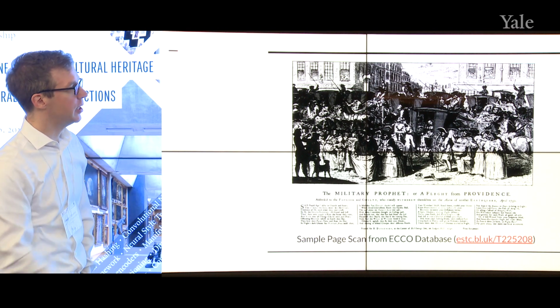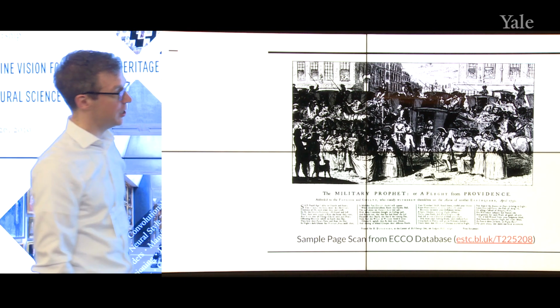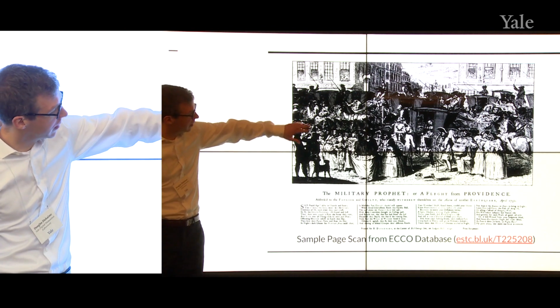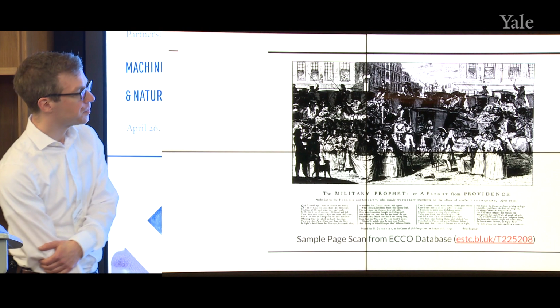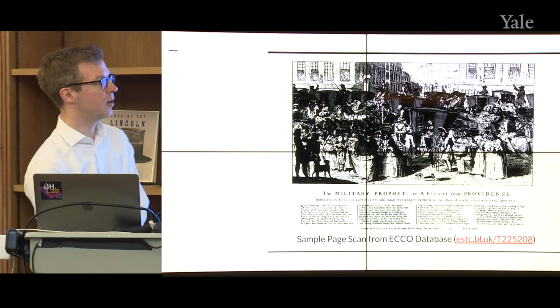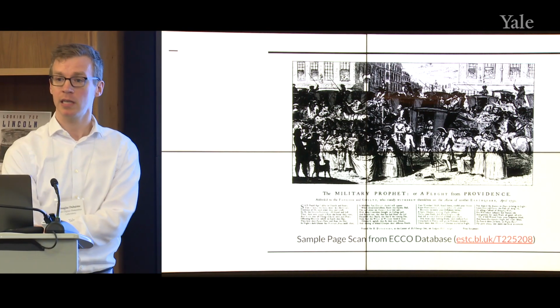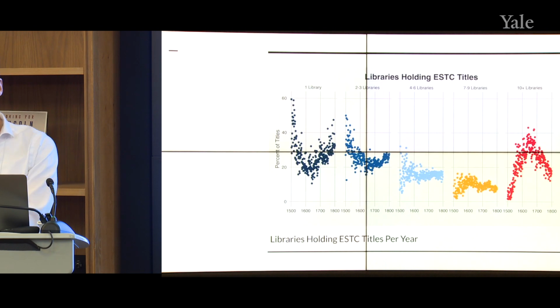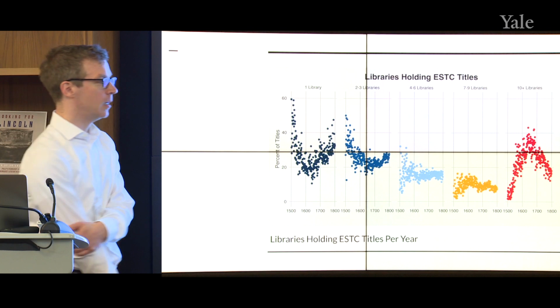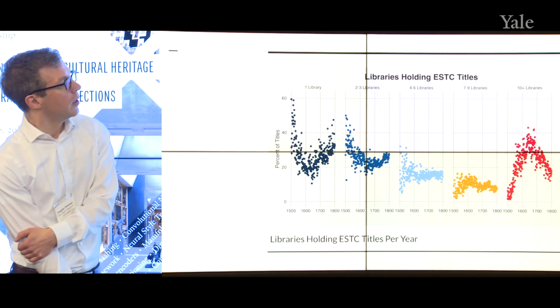So here's a sample page image from ECCO. This is a page scan that has an image, obviously, it's text. This is a sample ballad, a little poem form. And this is one of roughly 35 million page scans in all of the ECCO corpus, all of which will be analyzed in the work that follows.